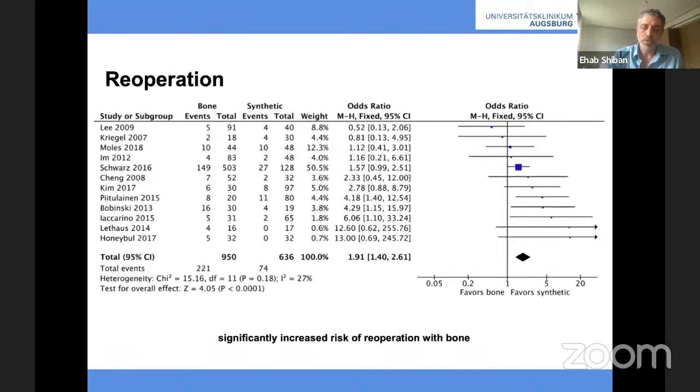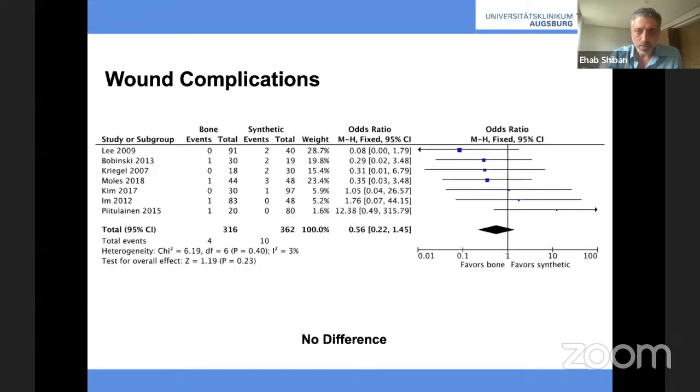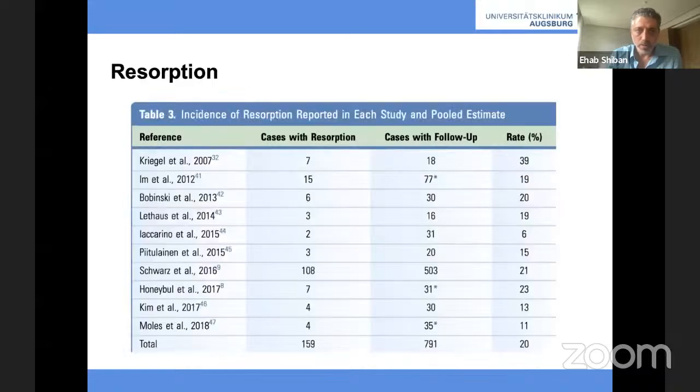Looking at reoperation rate, significantly more often reoperations with bone than with synthetic materials. This was also statistically significant. Wound complications, no difference. Looking at resorption rate, which was really alarming because I really didn't know that this was such an issue, because we rarely see these patients on follow-up after a year.